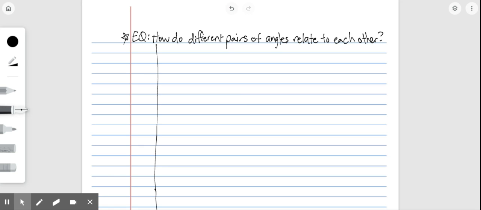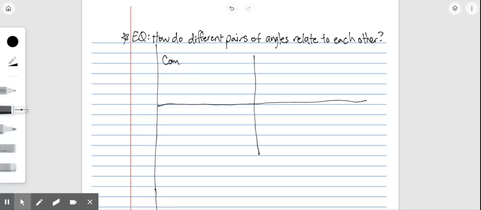Alright, beautiful people. So today we're talking about angle relationships, just the beginning of them. How do different pairs of angles relate to each other? We're going to start by drawing a nice 2x2 grid, because there are 4 angle relationships we're going to talk about today.